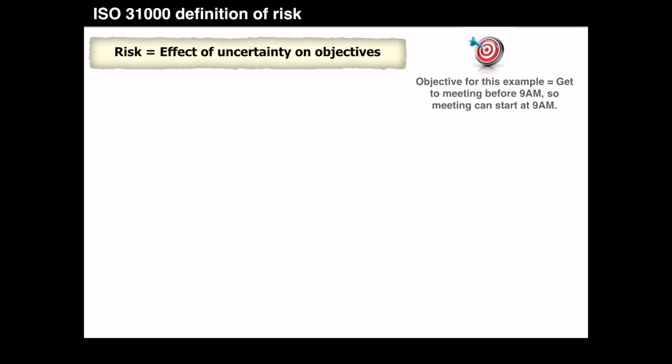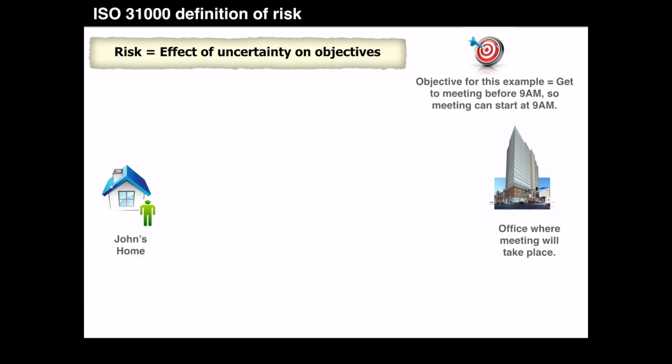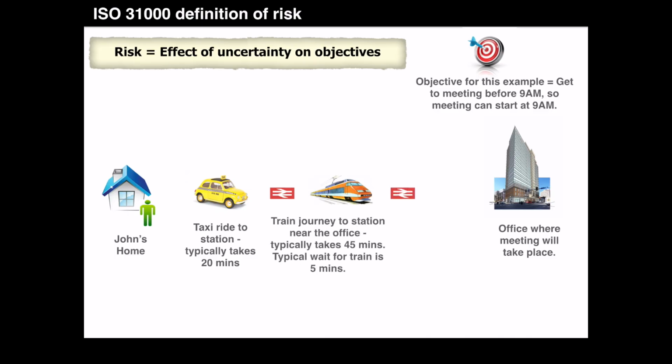Next, let's provide some additional context to this example. This is where John lives, and this is where the office is located where John needs to attend the meeting. To travel to the office, John will need to take a taxi to travel to the station. This typically takes 20 minutes. Once John gets to the station, he has to take a train to the station close to the office. The train journey typically takes 45 minutes, and John typically has to wait for 5 minutes to get on the train.